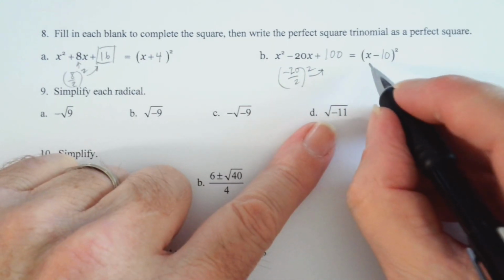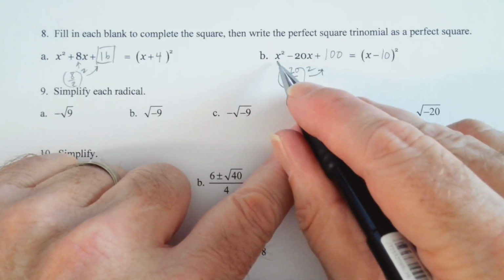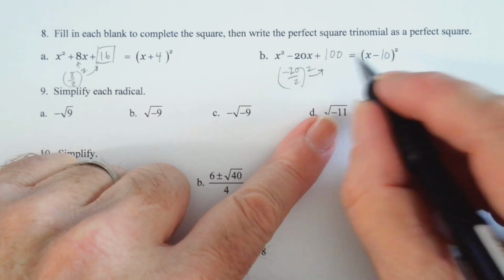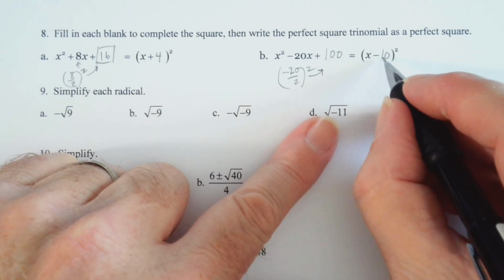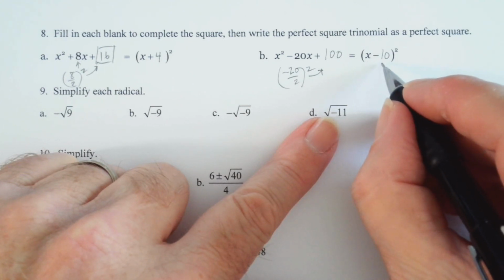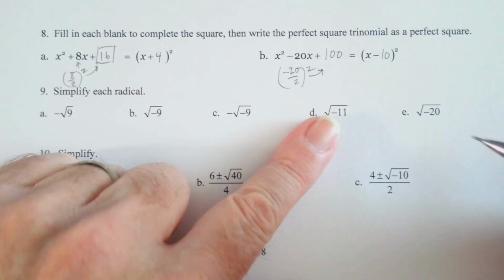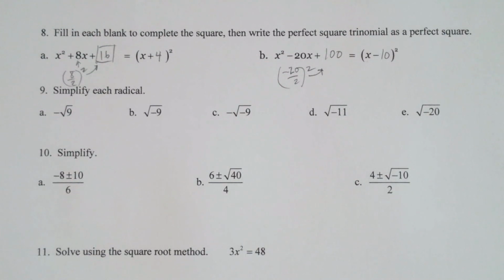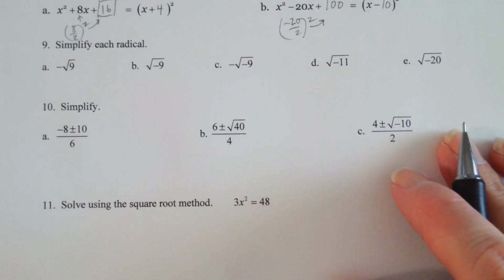And you can always double check it. x times itself is x squared. Negative 10 times itself is 100. If you multiply these, you get negative 10x. Double that, that's your middle term. So that's the pattern that we've picked up on.